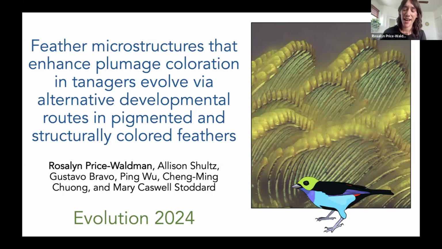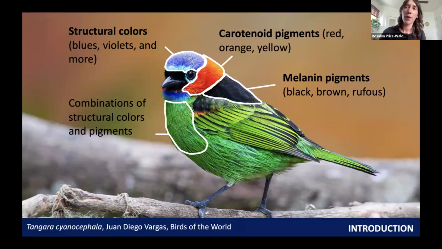Cool, thanks for coming. I'm Rosalind, and I'm really excited to tell you about feather microstructures in colorful birds. So birds are extremely colorful animals, and they produce this color diversity using both pigments and structural colors. Melanin pigments produce browns and blacks, carotenoid pigments produce yellow, orange, and red, and structural colors produce most of the ultraviolet and blue colors in birds, but they can also combine with pigments to produce colors like green.